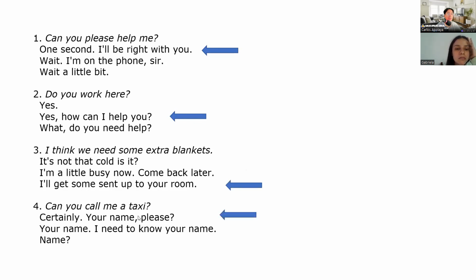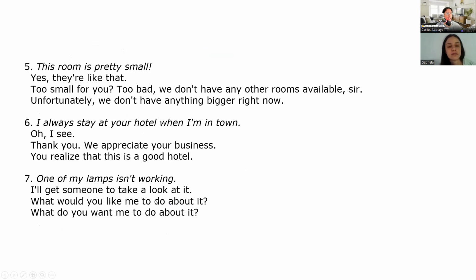Yes. Can you call me a taxi? You say, certainly, your name, please. You never say, your name, I need to know your name. No, because it's very rude. You say, certainly, claro que sí. Claro que sí, diríamos, certainly. Okay. This room is pretty small because some people complain about everything. What do you think?